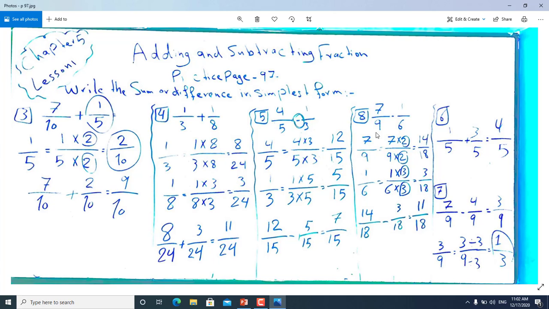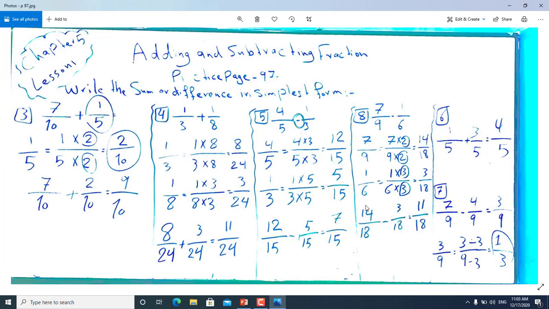From 8 we have 7 over 9 minus 1 over 6. So we make them the same denominator. We can multiply 9 with 6 and 6 with 9 to get 54 for the denominator. And also we can make them 18: this 9 we multiply with 2 and this 6 will be multiplied with 3. So 9 will be multiplied by 2, also the 7 will be multiplied by 2 because it's in the numerator. 7 times 2 is 14, 9 times 2 is 18.